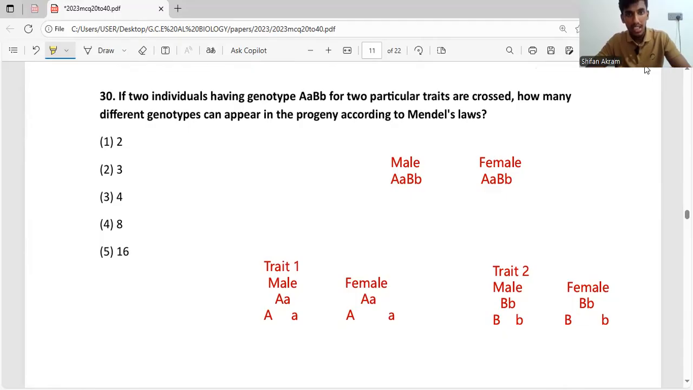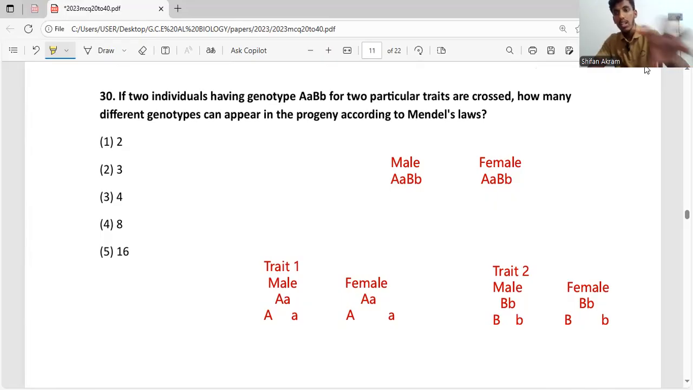If 2 individuals having the genotype, okay, one individual, so this individual has 2 traits, right? One denoted by capital A and small a, and another trait denoted by capital B and small b. So they are saying 2 individuals for these particular traits are crossed. The male also has this genotype, the female also has the same genotype, and they are crossed. They ask how many different genotypes can appear in the progeny according to Mendel's law.